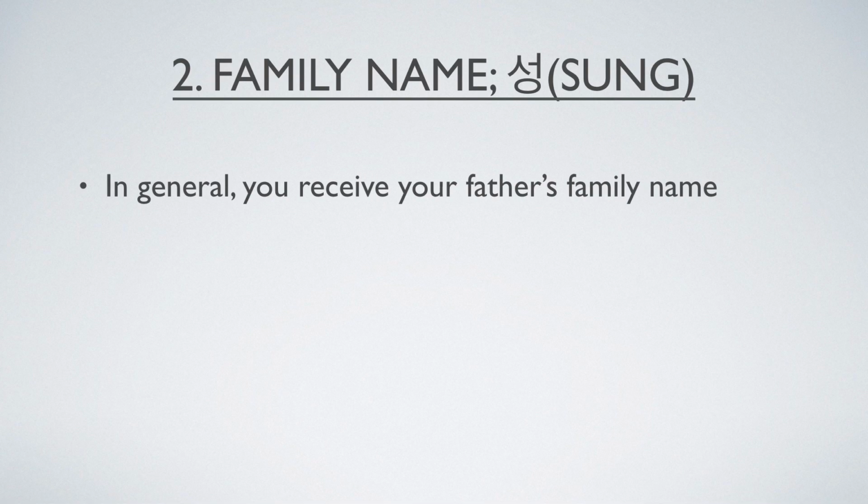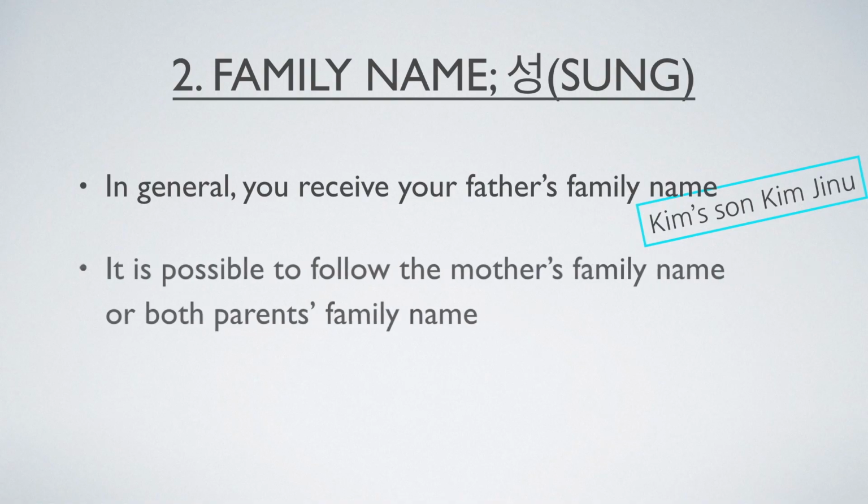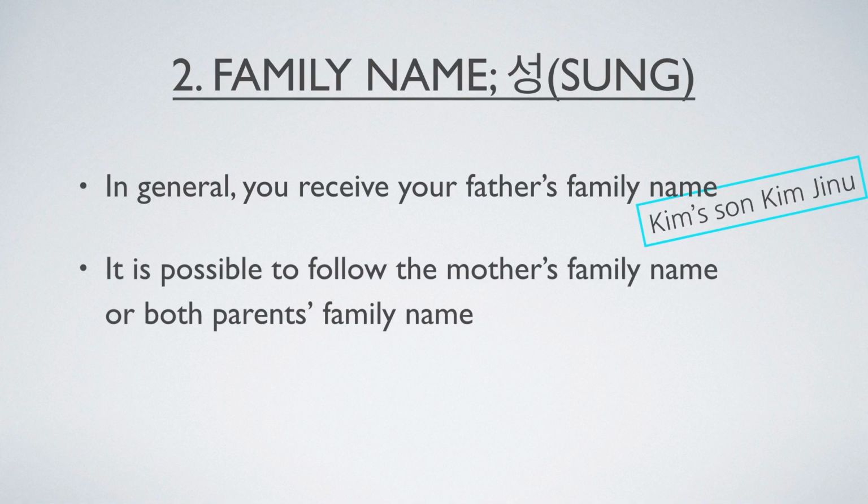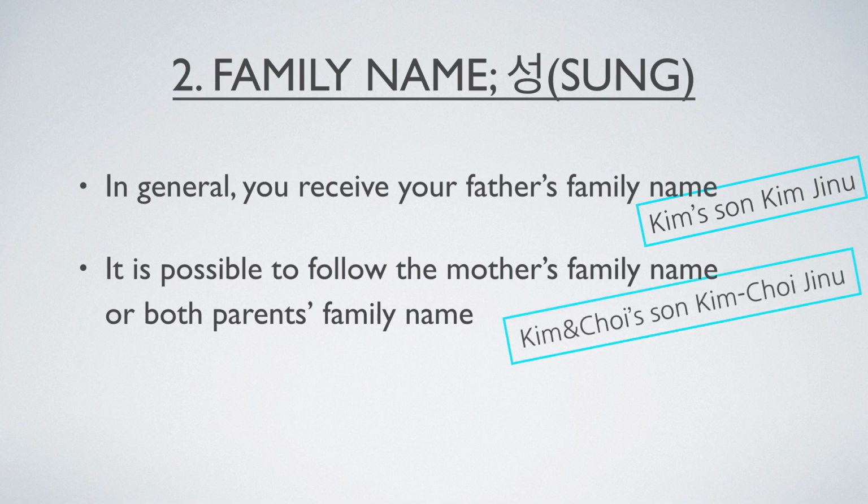In general, you receive your father's family name. Kim's son will be Kim Ji-nu. But it's still possible to follow the mother's family name or both parents' family names. Kim and Choe's son, Kim Choe-Ji-nu.